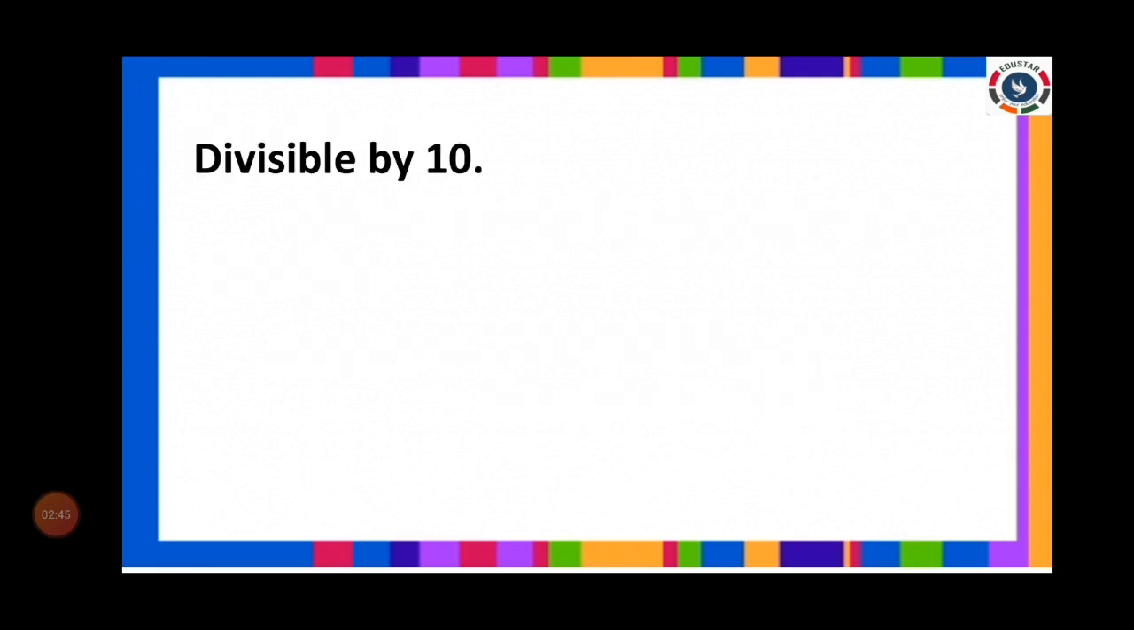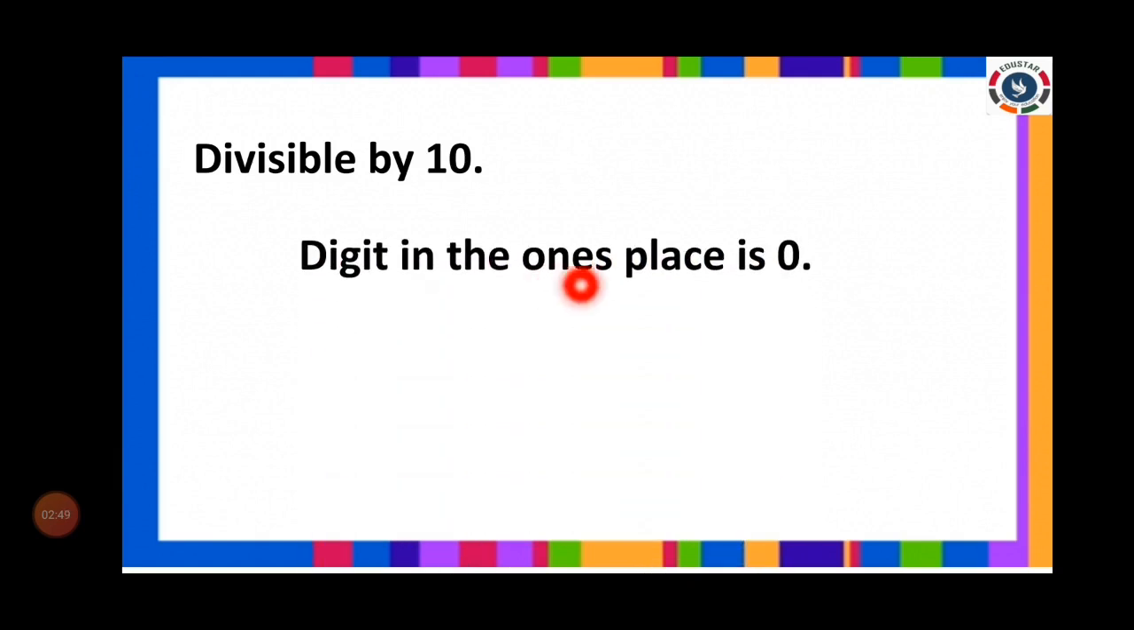Next one, divisible by 10. The digit in the ones place is 0. I mean, if the number has only 0 in the ones place, that means it is divisible by 10. For example, 45,060. What number is there in the ones place? 0. So we can decide it is divisible by 10.